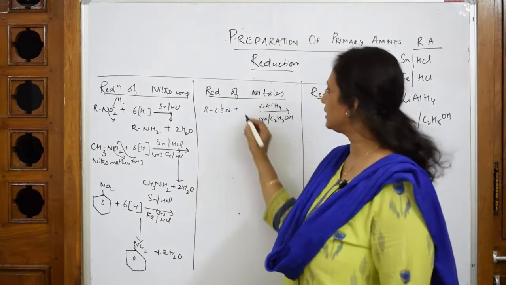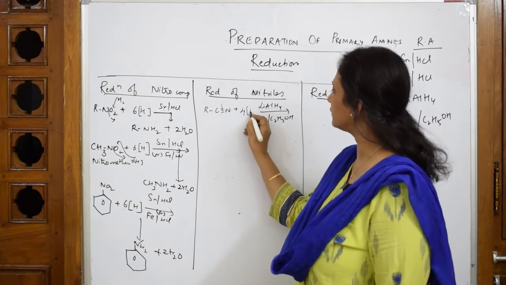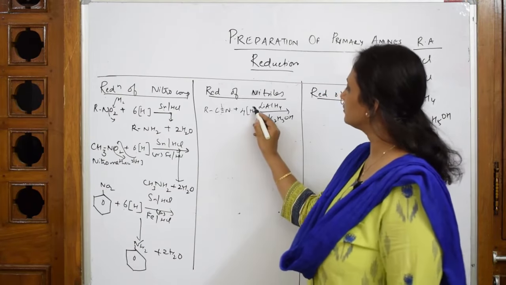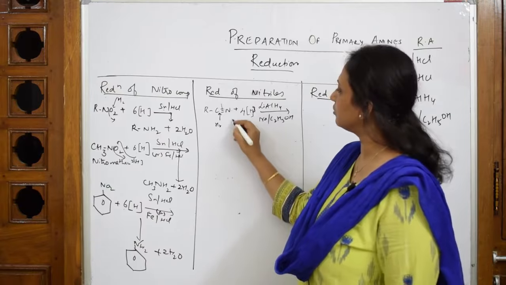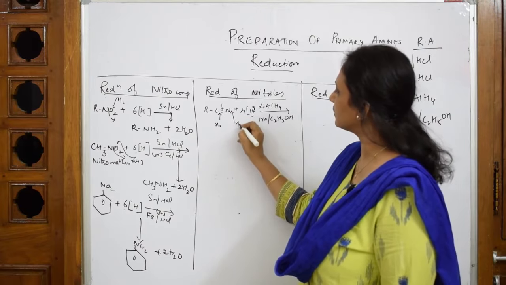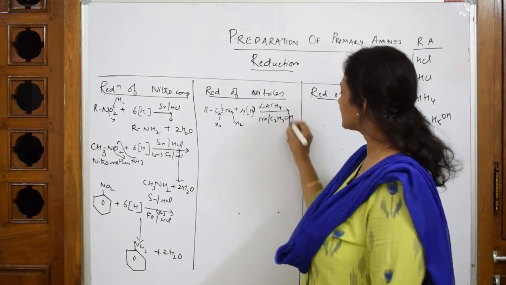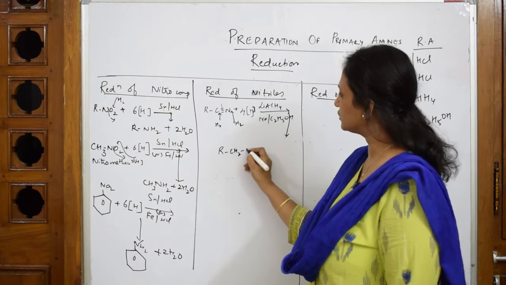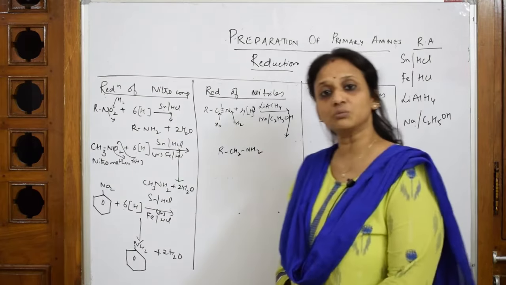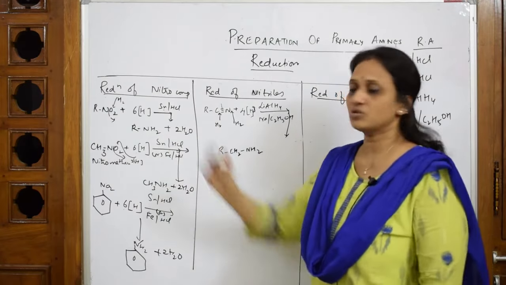So how many do I need? I here need only 4 hydrogens. Why do I need 4 hydrogens? Just observe. 2 will attack here by breaking the bond and 2 will attack here by breaking the bond. What do I get then? I get R, CH2, NH2, simple. No water molecule here because there's no oxygen to form it.